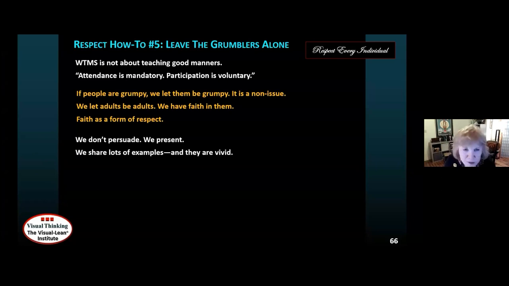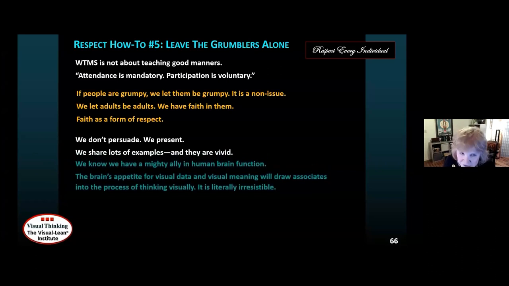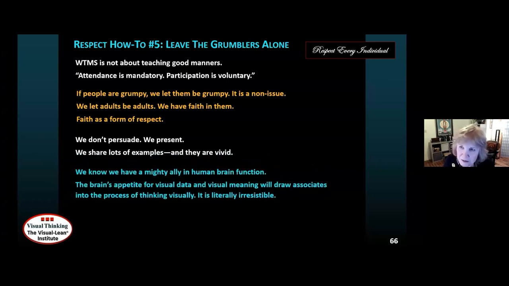We don't persuade, we present. We share lots of examples, and they are vivid. We know we have a mighty ally in the human brain function. The brain's appetite will draw associates into the process. It is literally irresistible. So we're capitalizing on that.